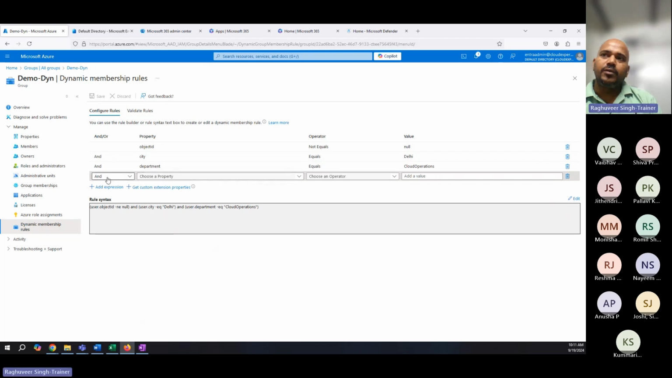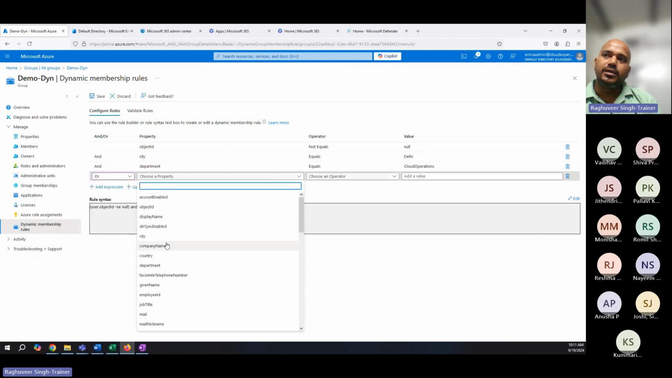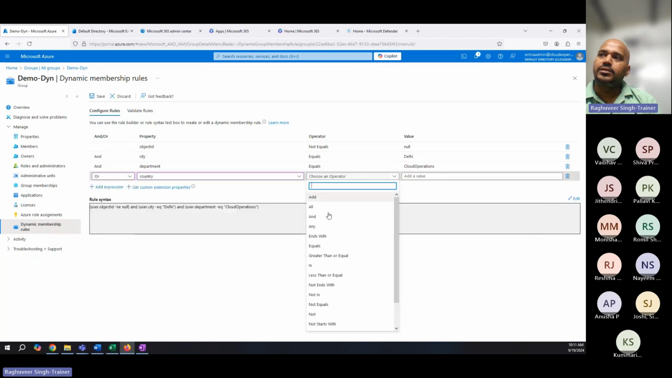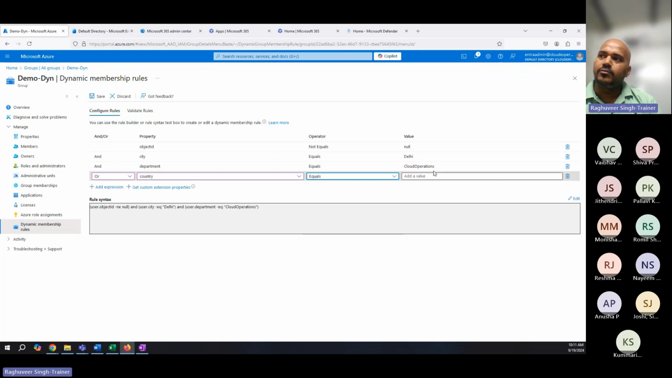Now I'm adding one more condition as "or", and I say country, and I select equals. You can select all of these operators. I'm just selecting equals for a moment, just for this understanding. And I will say India and save it. Now tell me whether Farhan will join this group or not.